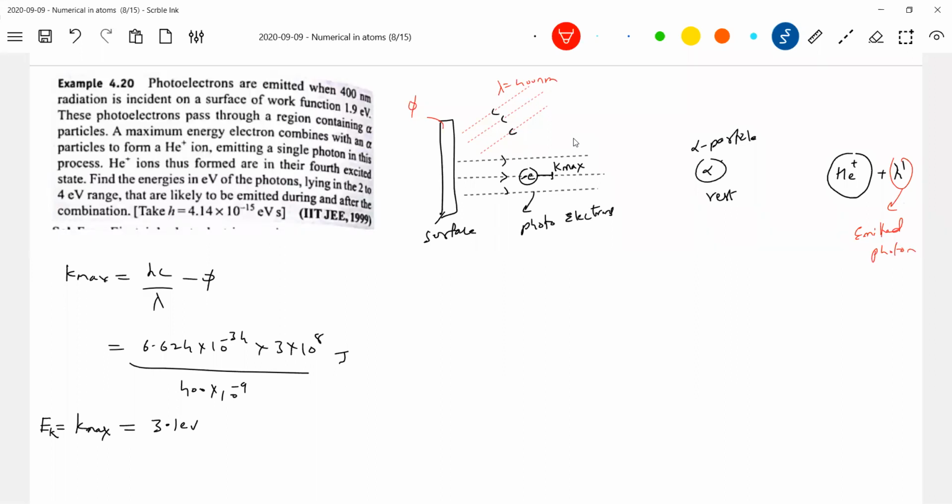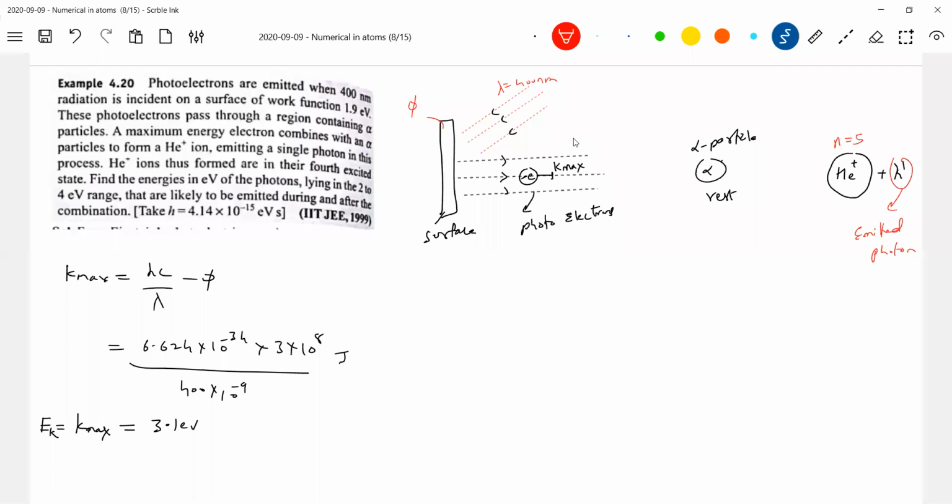Fine. So this much is there. A maximum energy electron combines with an alpha particle to form a helium ion, emitting a single photon in this process. Helium ions thus formed are in their fourth excited state. They're not in the ground state. Fourth excited state means n equal to 5. Helium plus is formed in n equal to 5. If you know the energy of helium plus in n equal to 5, you can make this problem very easy.